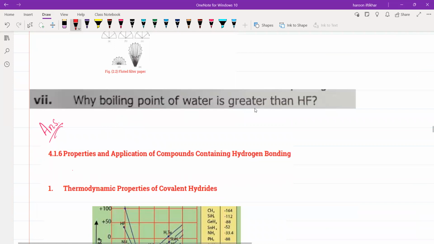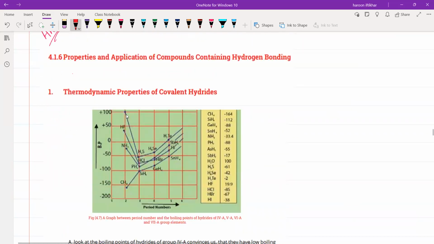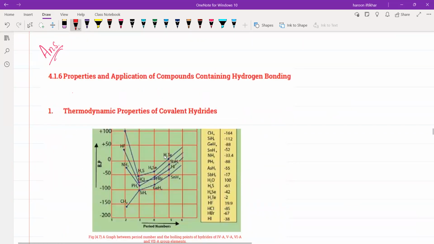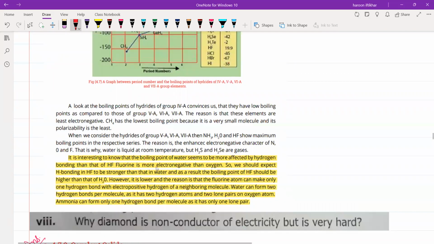Why is the boiling point of water greater than hydrofluoric acid? You can see here that the boiling point of water is 100, while the boiling point of HF is less than 50. Now, the main point here is why we are saying this. Okay, this is the paragraph where we can see and we can adjust it here. Okay, just a minute.